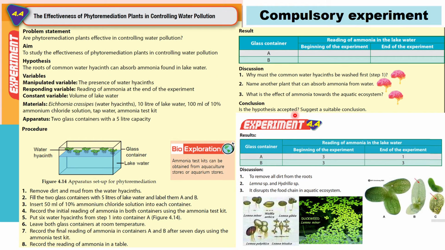Conclusion. Look at the hypothesis. Is it going to be accepted? Proven from the results is that the roots of the common hyacinth can absorb ammonia found in the lake water, and therefore the hypothesis is accepted.